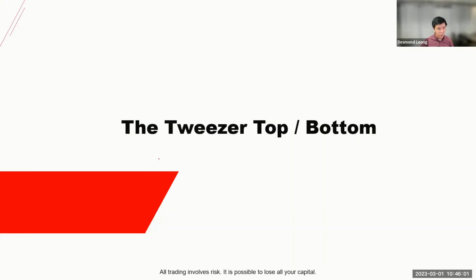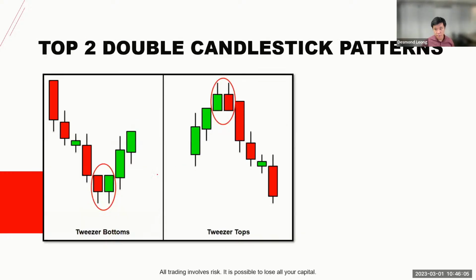My favorite, I'm just going to touch on two more patterns: tweezer tops and tweezer bottoms. I really, really love them for calling nice little reversals. Not much to explain here. Just remember, in a bit of a downtrend, why I like this is because of the psychology behind it. Imagine price opens here, gets pushed down all the way to here, and then ends over here. But then the next candle opens, continues to try to push it down, but then it pushes up and ends over here.